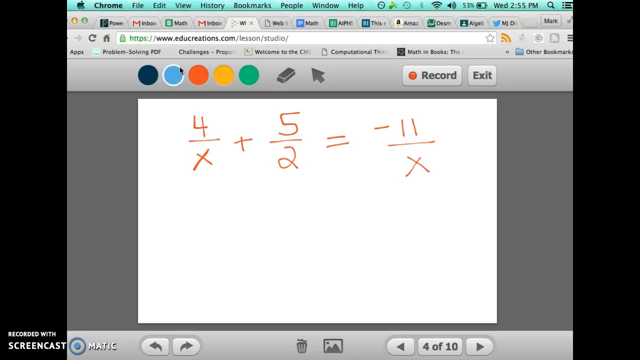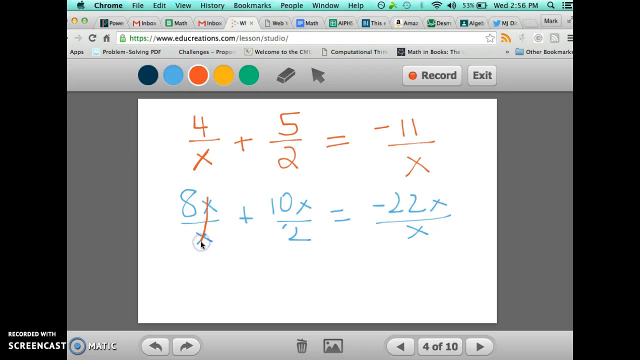And when I multiply a fraction by something like 2x, it's really 2x over 1 that I'm multiplying it by, right? So multiplying everything by 2x, I'm going to get 8x over x, plus 10x over 2, equals negative 22x over x. And you're like, well, I still have different denominators. Yeah, but this cancels. This is going to reduce. And these cancel.